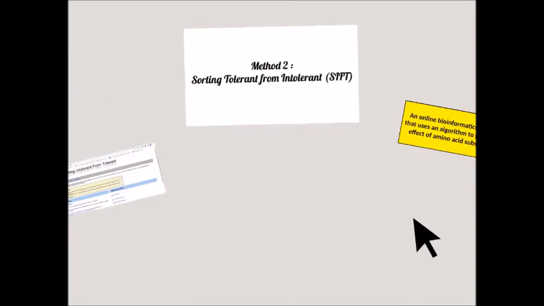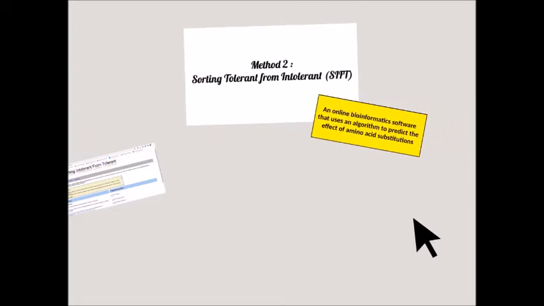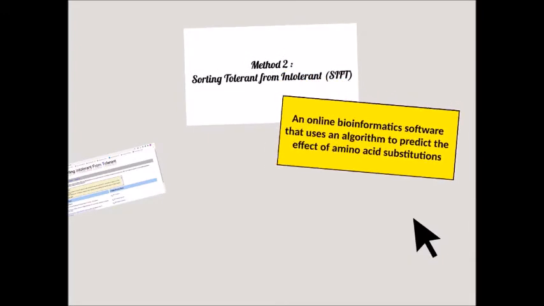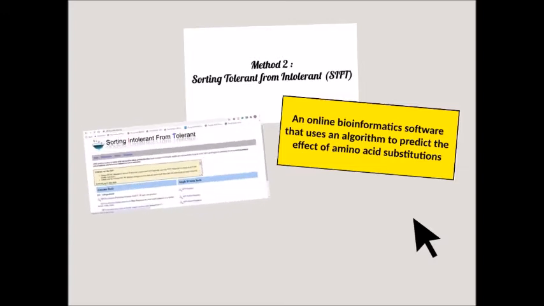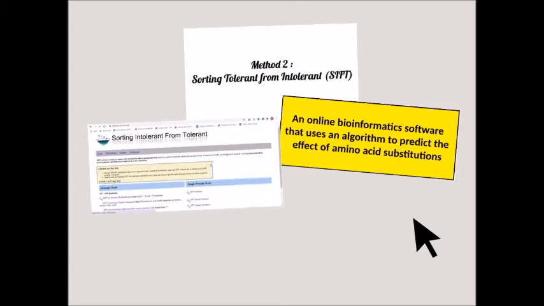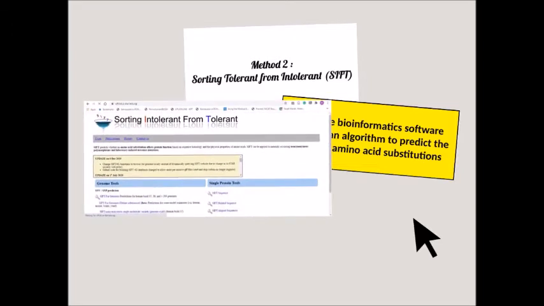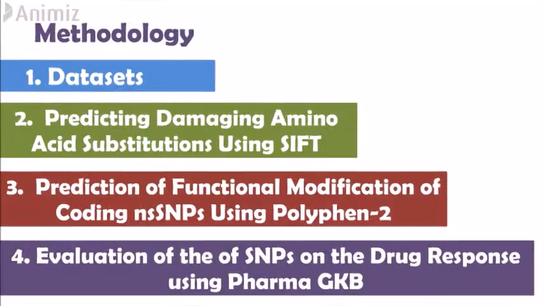The second method that I have used is SIFT, Sorting Intolerant From Tolerant. It is an online bioinformatics software that uses an algorithm to predict the effects of amino acid substitutions. It uses sequence homology to predict the effects of all possible substitutions at each position in the protein sequence. So this is the software that I have used, and I found it very interesting and very useful.